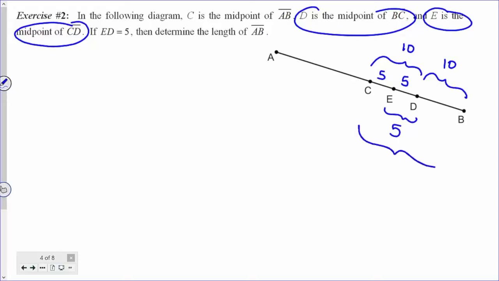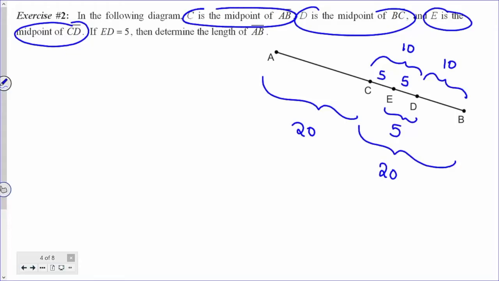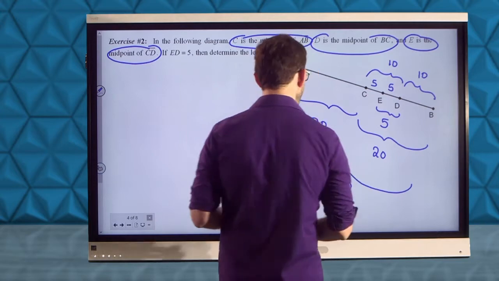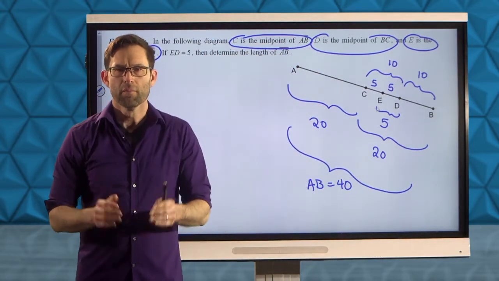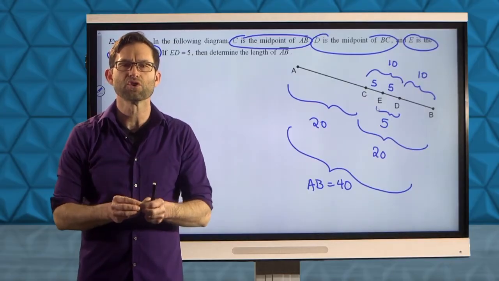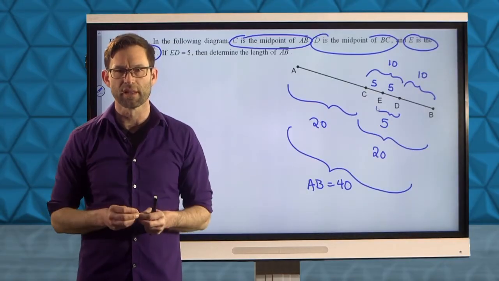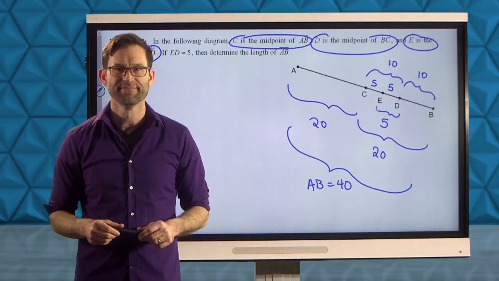That of course makes CB in total 20 units long, which would make AC also 20 units long given that C is the midpoint of AB. That then leads us to finally be able to say that AB has a length of 40 units. Yep, and we don't have any units like inches or centimeters in this problem. It's a unitless problem. But notice how we use the midpoint definition repeatedly to keep doubling these lengths to get finally the one that we want.